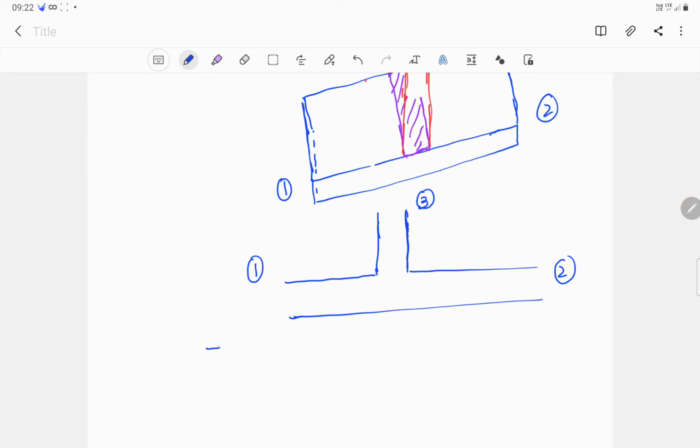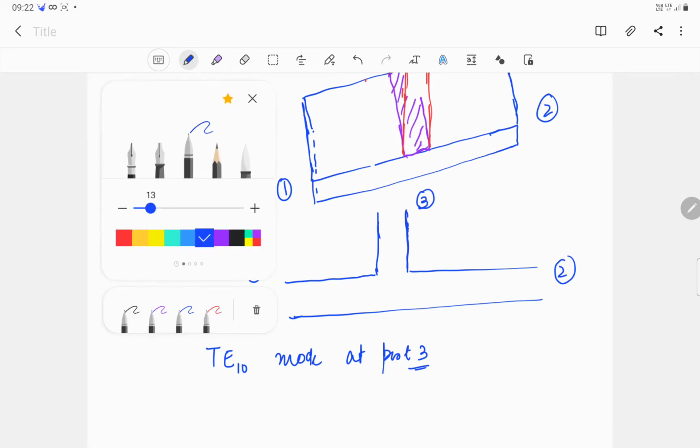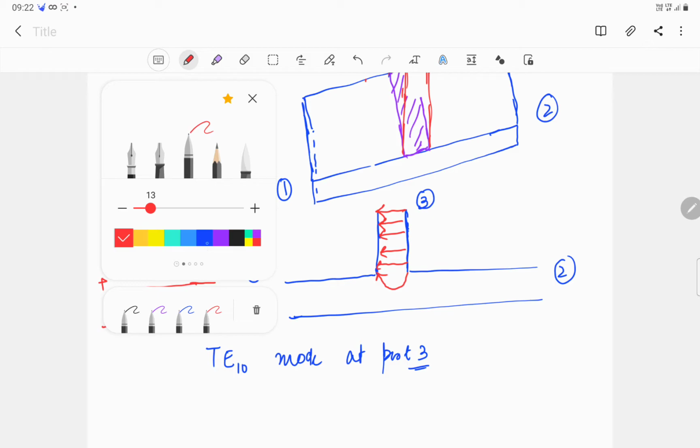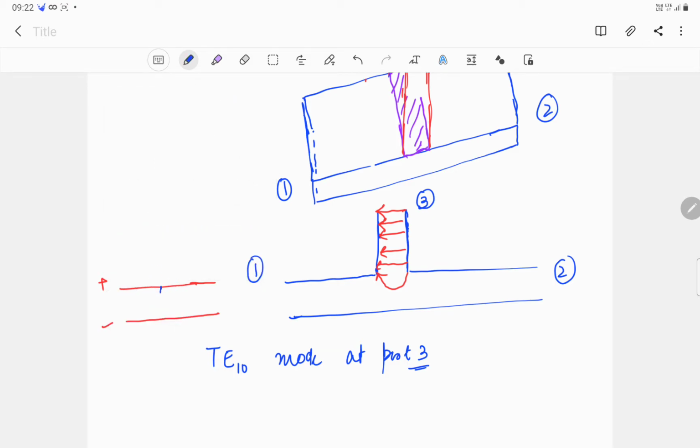Now say for example I am feeding a TE10 mode at port 3. So what happens is that if I feed a TE10 mode here, the direction of electric field would be something like this. Now when it reaches this edge, fringing takes place, as in the case of a parallel plate capacitor. Say we have a parallel plate capacitor with one plate being positive and the other being negative at some point of time. The lines of force would be from the positive plate to the negative plate.